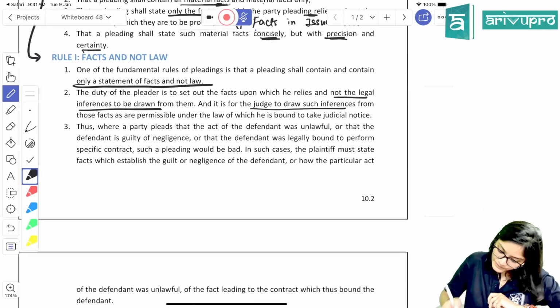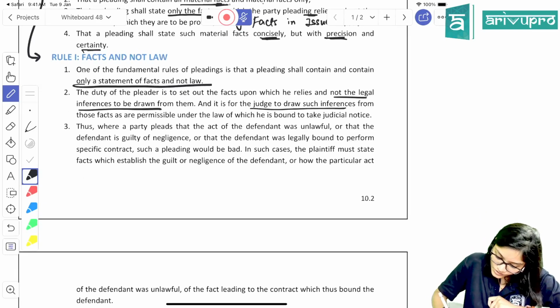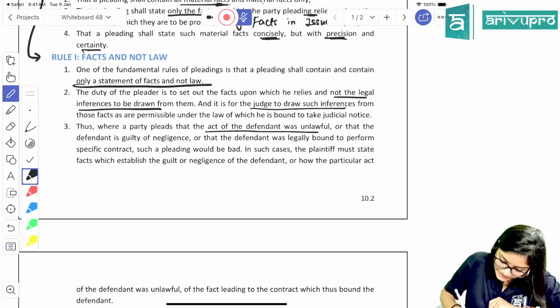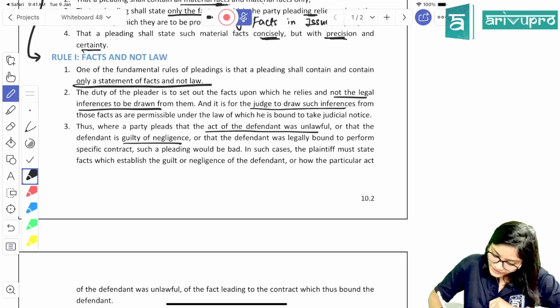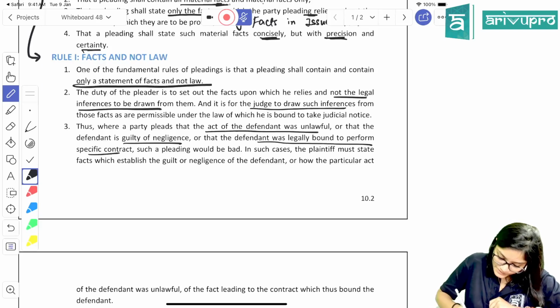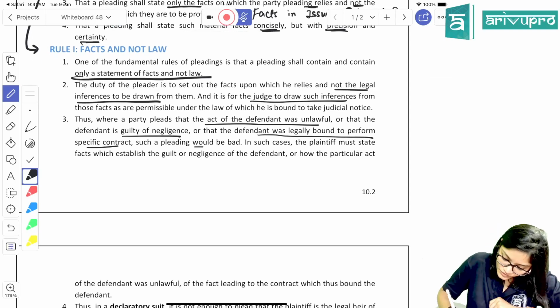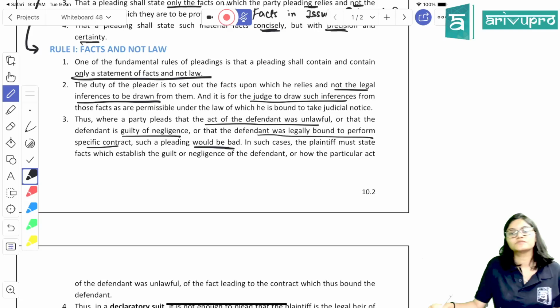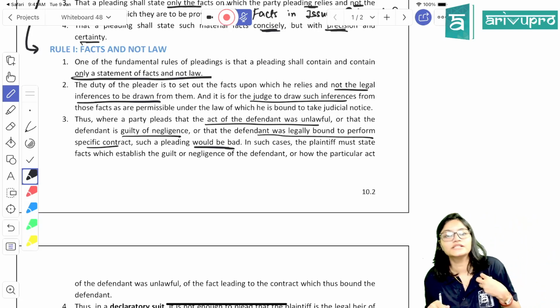Thus, where a party pleads that an act of the defendant was unlawful, or that the defendant is guilty of negligence, or that the defendant was legally bound to perform some specific contract, such a pleading would be bad. Why? You don't have to prove whether he is guilty or not. We will decide, no?